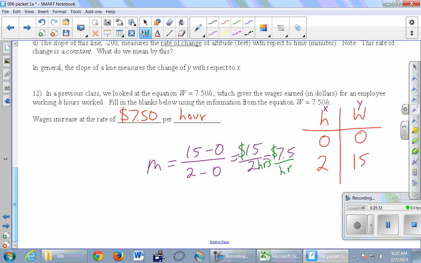Now, there's nothing newsworthy about that. That's a fact that was given in the problem. You make $7.50 an hour, so of course your wages increase at $7.50 an hour. But it's heading us to this idea that the slope gives us information, and the information the slope gives us almost always has that word per in the middle.